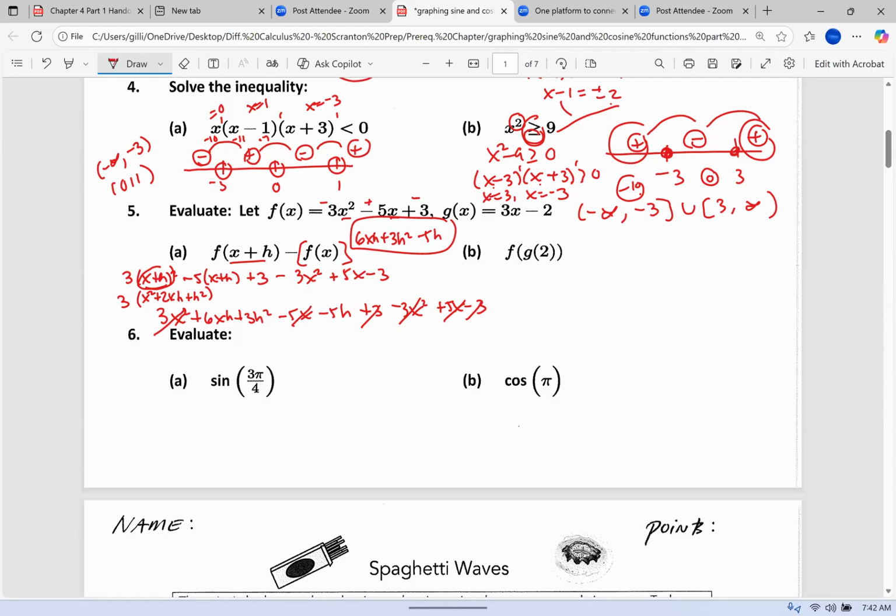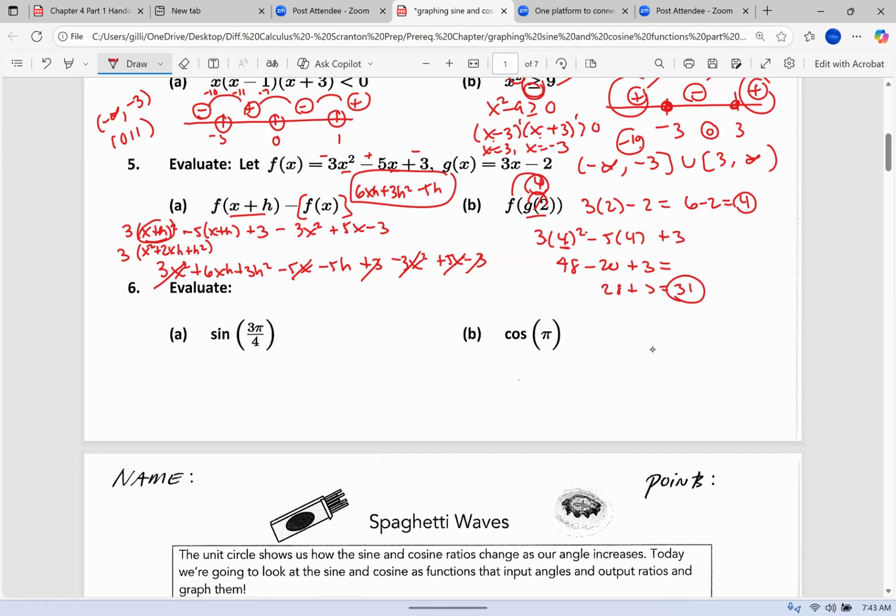And this is pretty easy. I'm going to start with the inside. Guys, g at 2 means 3 times 2 minus 2, and 6 minus 2 is 4. But then I put that 4 into f. And 4 squared is 16, times 3 is 48, minus 20 plus 3. And what does that give me there? 28 plus 3 is 31.